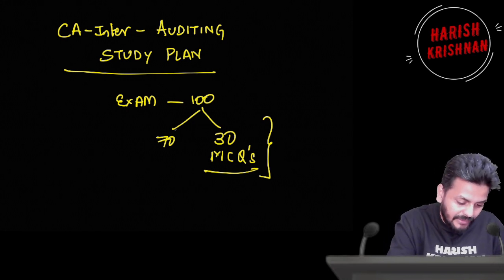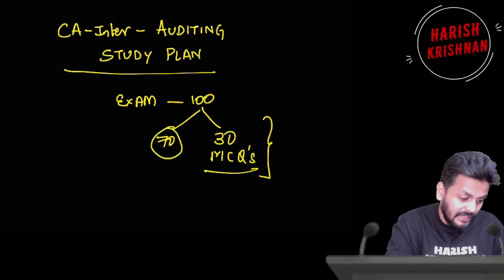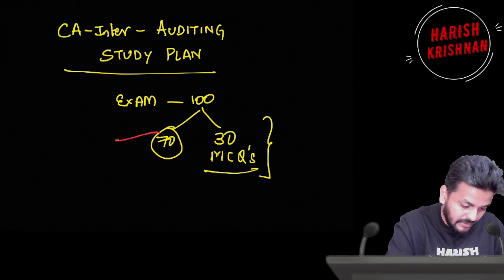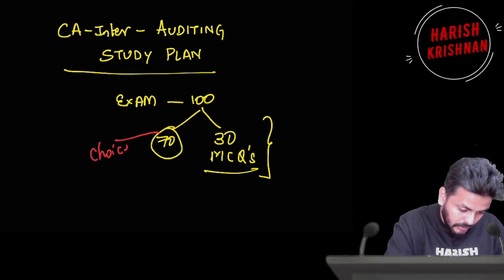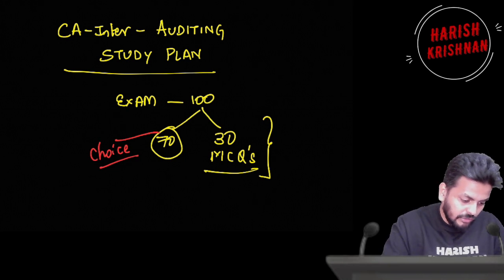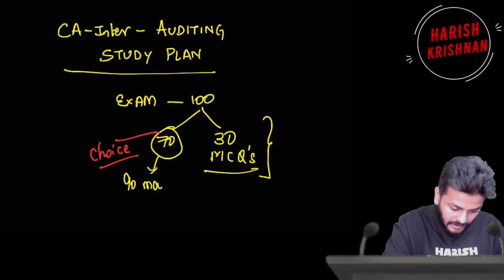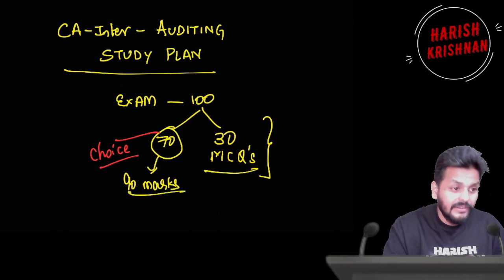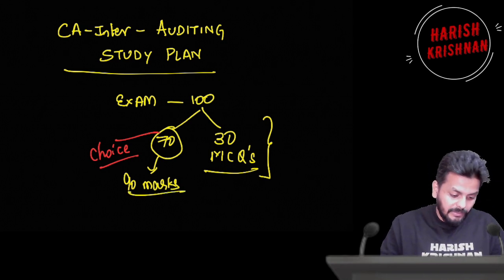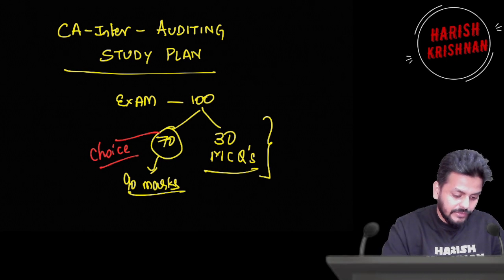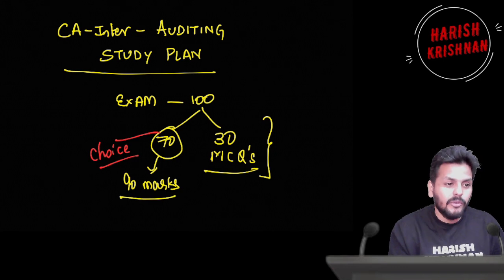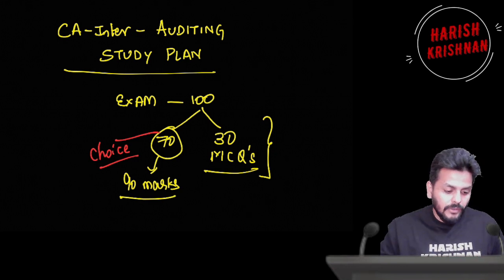But when it comes to these 70 marks, you also have an element of choice. Because of the choice made available, the question paper actually goes up to about 90 marks, and it is not 70 marks. 70 marks is what you are supposed to write, but the actual question paper is for 90 marks. And because it is for 90 marks, the probability of questions coming from almost every chapter is pretty high. So what would be the best idea, and how do we deal with this?